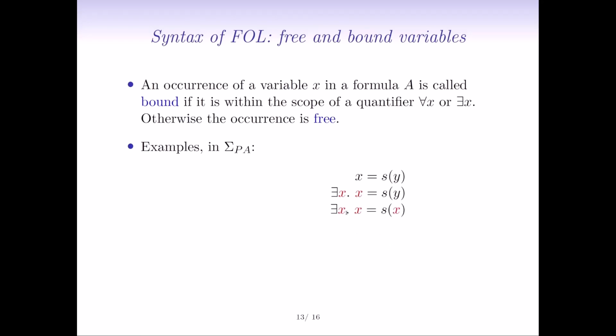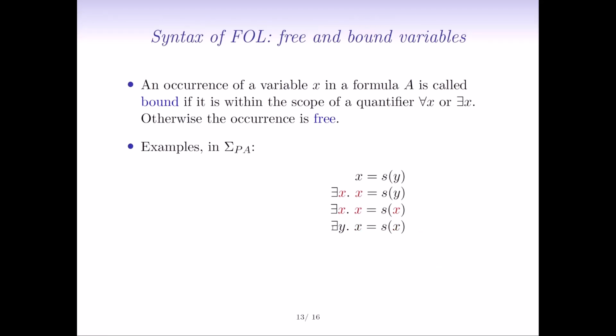The next example, exists x, x equals successor of x. Here we have two occurrences of the variable x, and they are both within the scope of this exists x, so they are both bound by this quantifier. And when I say bound, the way to think about it informally is when you say there exists an x such that blah, then whenever you say x in the scope, which is the blah, you mean that you're referring to the same x that you were talking about when you said there exists an x such that.